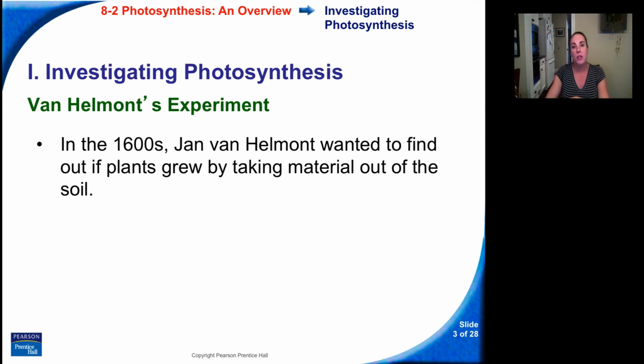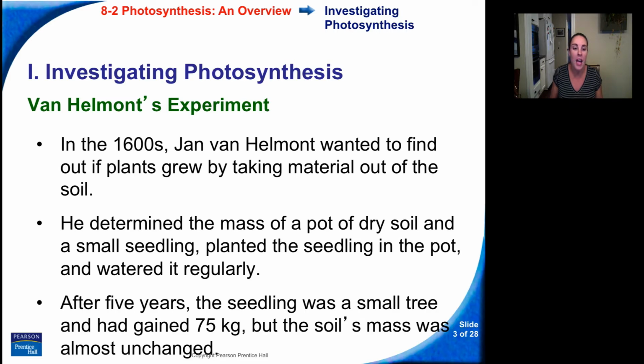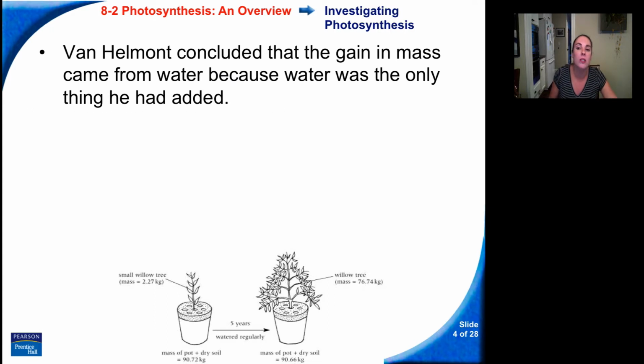So investigating photosynthesis. It took a long time to figure out the process of photosynthesis, and it started in the 1600s with Van Helmont's experiment. He wanted to find out if plants grew by taking material out of the soil. So he determined the mass of a pot of dry soil and a small seedling. He planted the seedling in the pot and watered it regularly. After 5 years, the seedling was a small tree and had gained 75 kilograms, but the soil's mass was almost unchanged. So from this, he concluded that the gain in mass came from the water because water was the only thing that he had added.